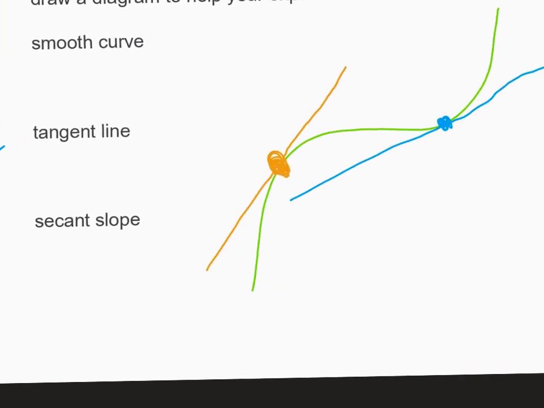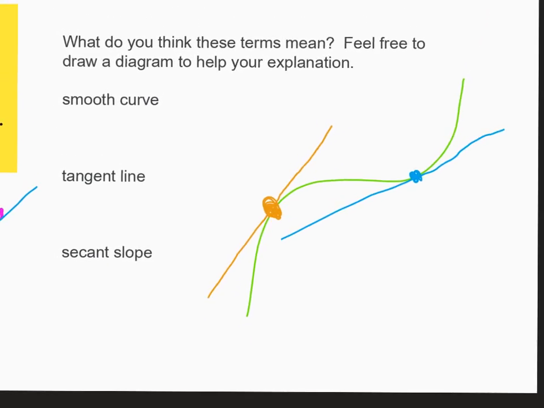All right. And the other part, vocab-wise, is your secant slope. Your secant slope is exactly what we talked about on the left over there. The secant slope is simply the slope between 2 points. So if I drew a line between these 2 points, the slope of that line is the secant slope, and that line is the secant line. So we've got tangent line. The tangent line is like the orange line or the blue line, and the secant line is the purple line. The secant slope is the slope of that purple line.